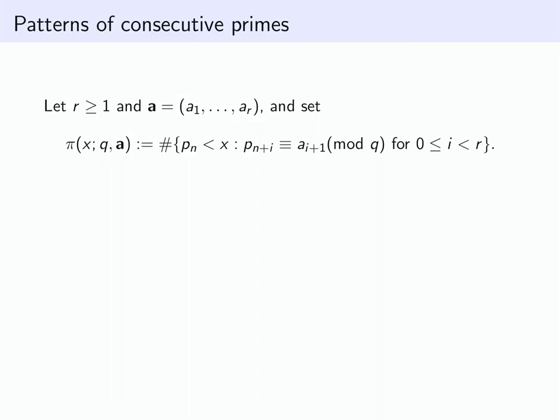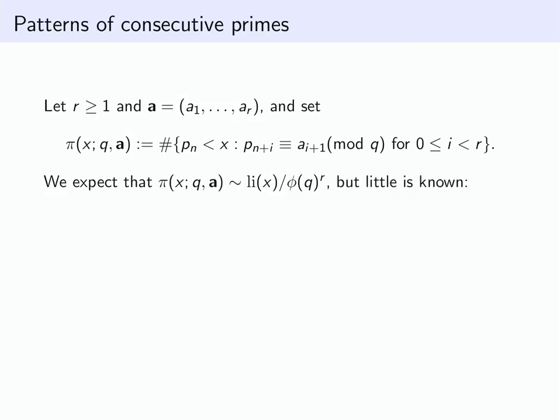Well, I think there's no reason to expect that one of these patterns should be preferred over any other. I think it's very natural to expect that each of these patterns should occur with probability 1 over phi of q to the r. But actually, very little is known along these lines.